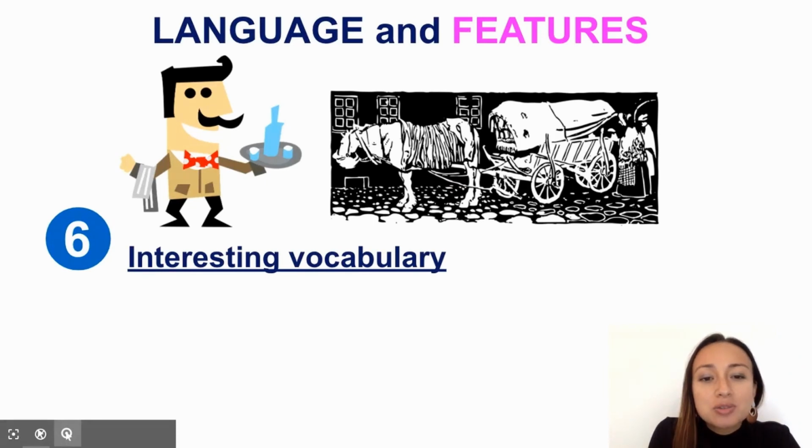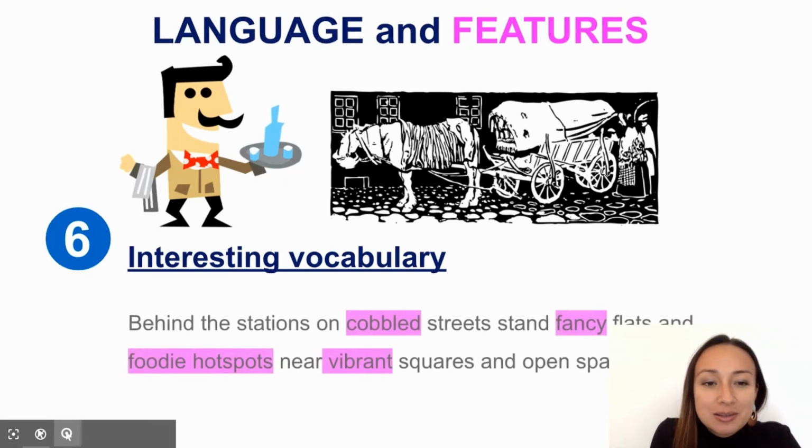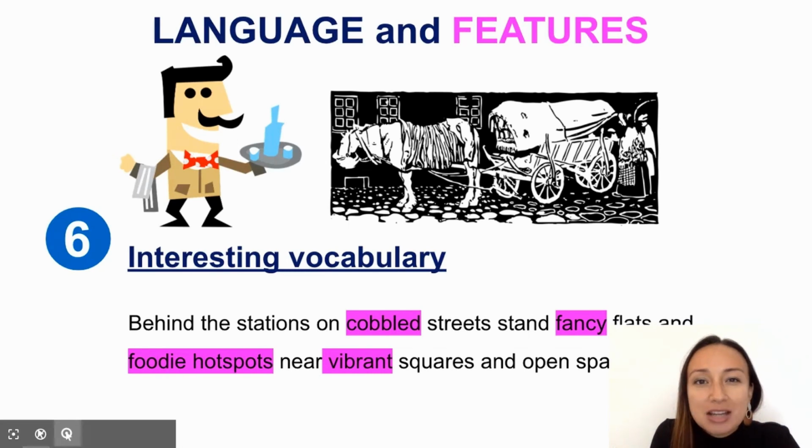Now, it's really good to use some interesting vocabulary to spice up your language a little bit, and create some nice images and pictures in the reader's mind. So if you have a look here, instead of saying restaurants, the writer said foodie hotspots. And instead of just using the adjective busy, they used the adjective vibrant. They also use the word fancy instead of expensive.